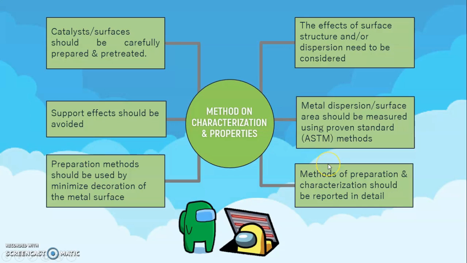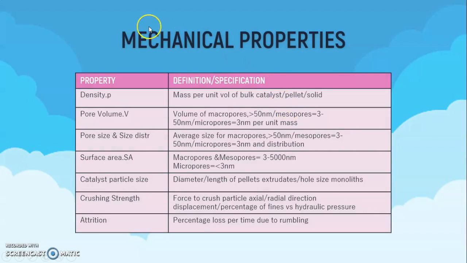And the last one is that methods of preparation and characterization should be reported in detail. This is a very important requirement for publication on a specific catalytic activity. So let's look into the mechanical properties. There are several properties, which are density, pore volume, pore size and size distribution, surface area, catalyst particle size, crushing strength, and attrition. Attrition is the process of reducing material strength. Basically, each of these properties has its own special definition or specification.